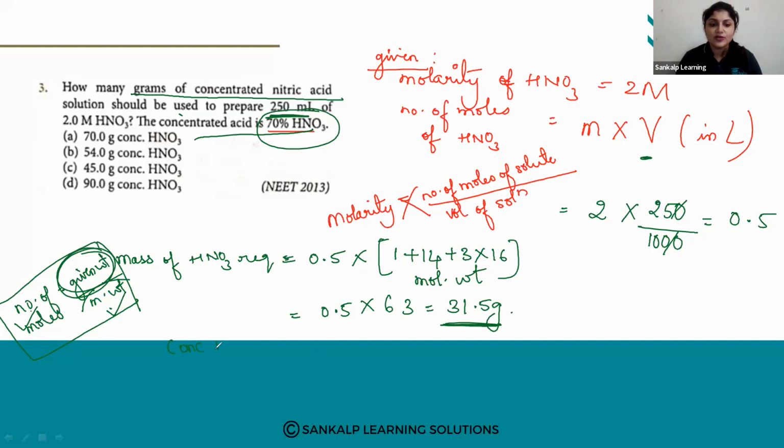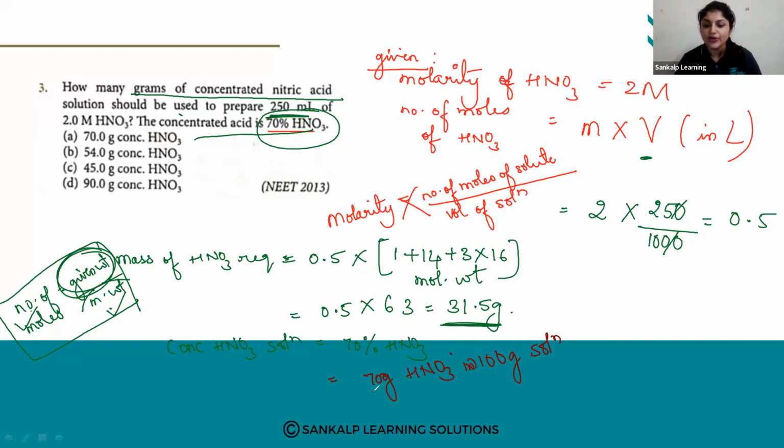So next step is what? The concentrated HNO3 solution given is 70% HNO3. 70% HNO3 means what? 70% means 70 grams of HNO3 dissolved in 100 grams of solution. So that is 70 grams of HNO3 in 100 grams of solution.